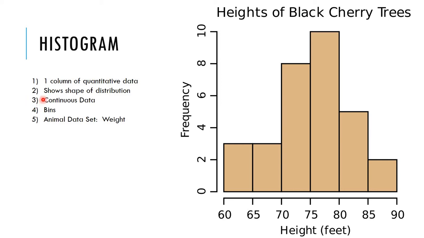It's continuous data, meaning that decimals are okay. And the reason why is because we use these bins to hold all the numbers in between. Here it's every 5. So all the numbers between 60 and 65 can go in here, including 60.112135.6, right? Which would be a continuous number. So all these numbers would fit into these bins. From your animal data set, a histogram would be perfect for the weights, right? Because the weights are decimals.